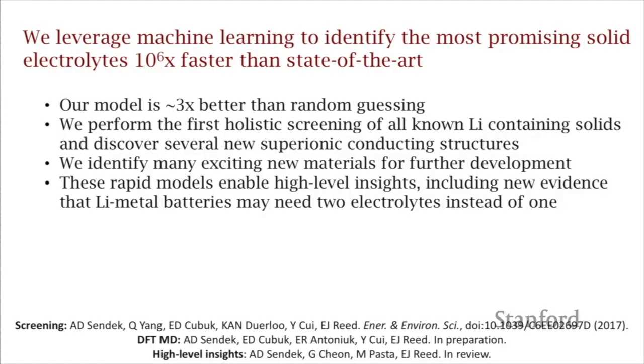So with that, let me sum up on these pieces of work. We deploy machine learning to enable the first holistic screening of all known lithium-containing compounds about 1 million times faster than state-of-the-art methods. That's about 3 times better than random guessing. And that gives us several new materials for development, and also can give us some of these high-level insights on different strategies and how likely they are to succeed that are really difficult to get from physics-based approaches.